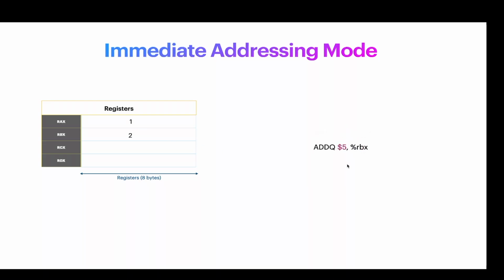Let's look at another example. Here's an add instruction. It says add number 5 to whatever is available in the RBX register. So when this instruction gets executed, no surprise, the number 2 which was already available in RBX gets added with number 5 and the result is stored in the RBX register. So that is the immediate addressing mode. The key takeaway here is the data is available as part of the instruction itself, so it's immediately available for consumption. That's why it's called an immediate addressing mode.